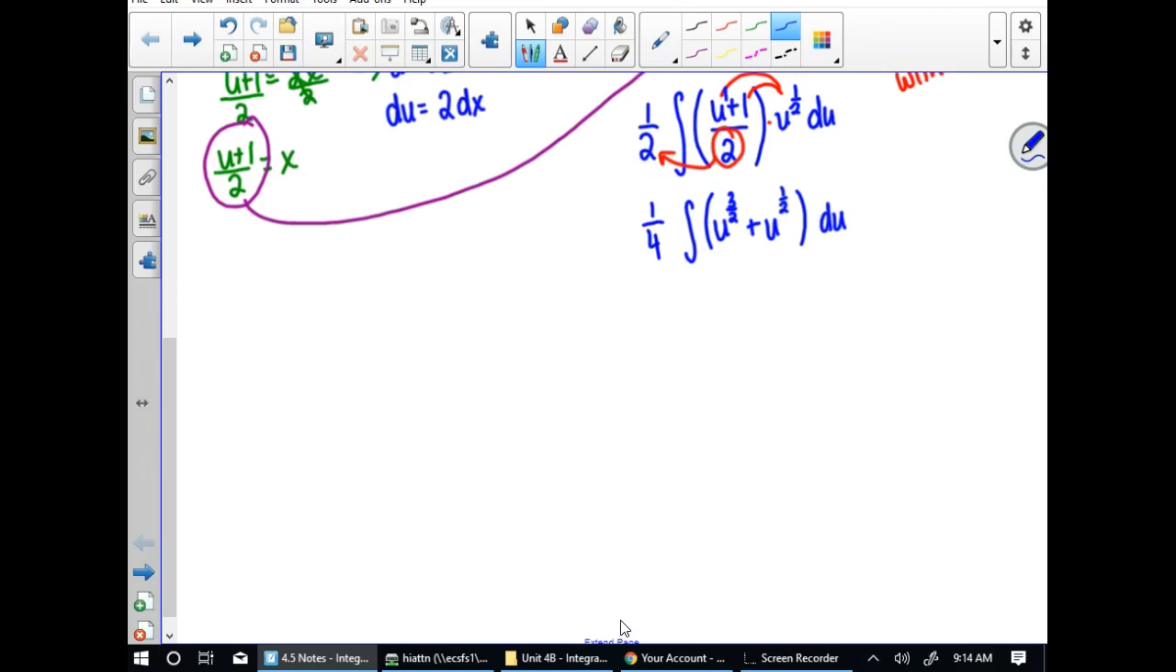Alright, so now we need to integrate, and we can integrate this using the power rule. So we'll have 1/4, I'm going to put a bracket here, we'll have u to the 5/2, and that'll be 1 over 5/2, which will give us 2/5, plus u to the 3/2, and then 1 over 3/2, which will give me 2/3. And then we'll put a plus c over here on the end.